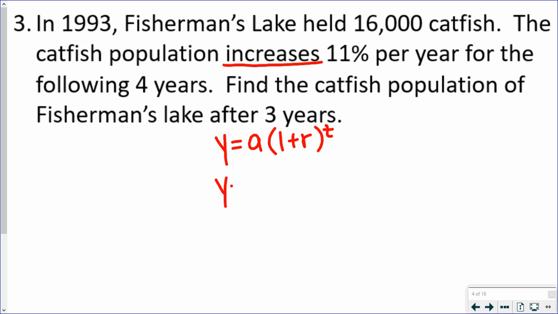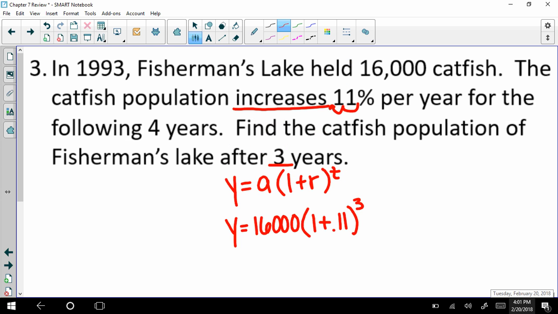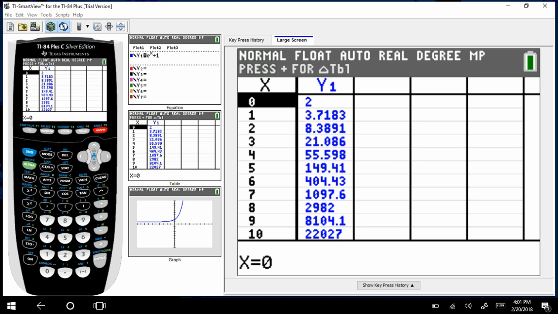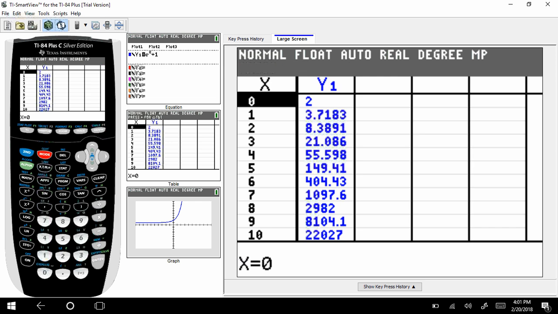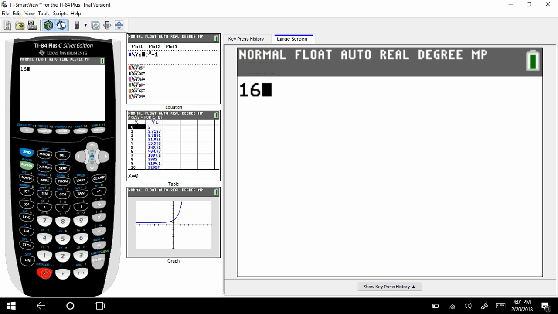So then our starting amount was 16,000. 1 plus, if I take this decimal and move it 2 to the left, then that makes it 0.11. And I want to know after 3 years, so to the third power. Okay, so let's type that in. 16,000, 1 plus 0.11 to the third power.